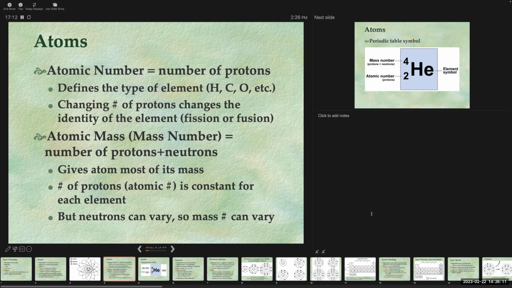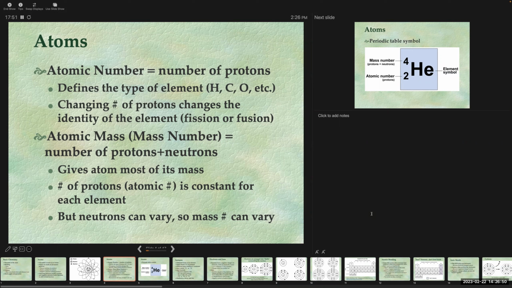Another important number is what's known as the atomic mass, or sometimes just called the mass number, which is the number of protons, so atomic number, plus the number of neutrons in the nucleus. So the atomic mass is simply a count of all of the particles that are present in the nucleus, which is what gives the atom its mass. Electrons have mass, but the mass of an electron is minuscule compared to the mass of a proton or neutron. So by far the majority of the mass in any atom is coming from the protons and neutrons in the nucleus.